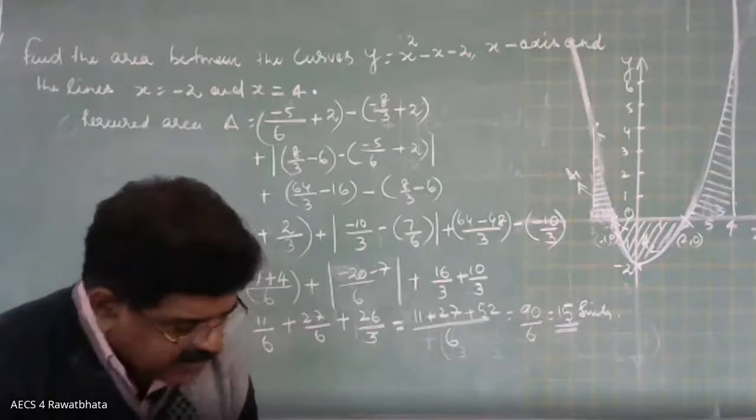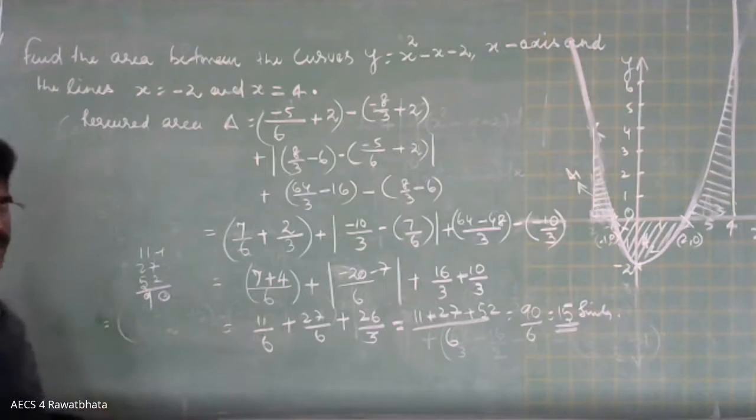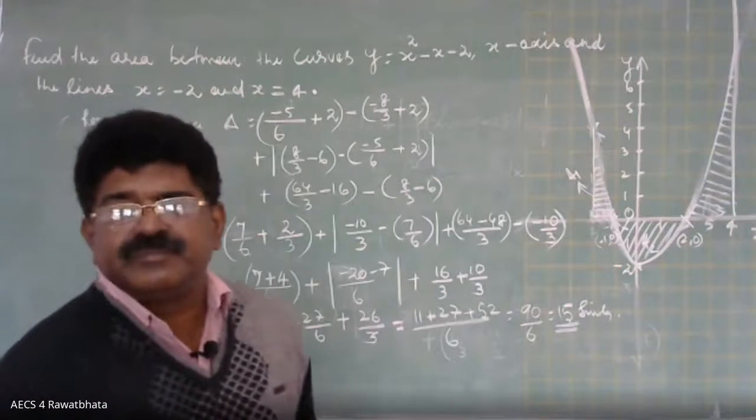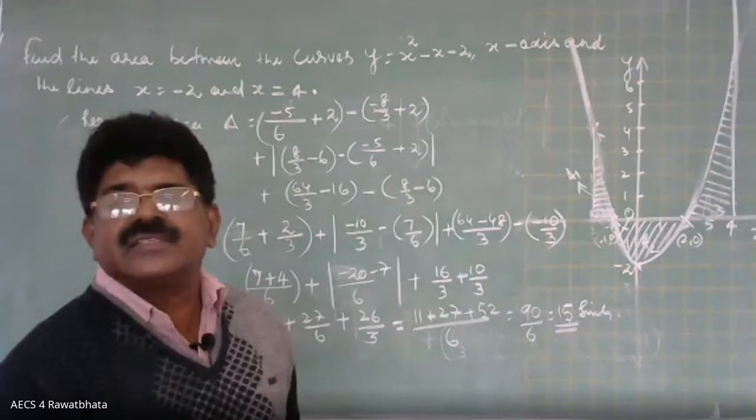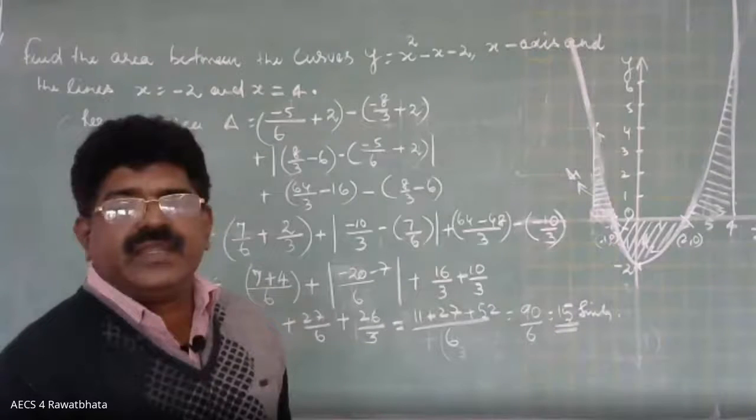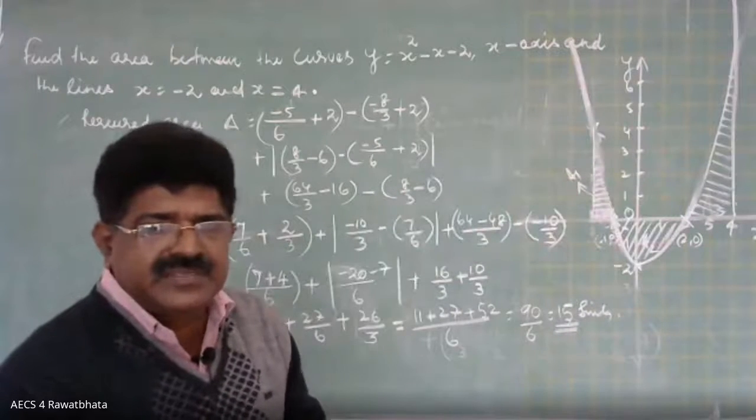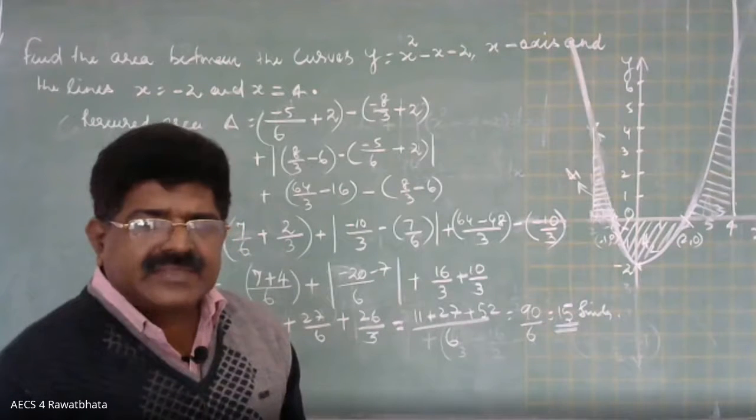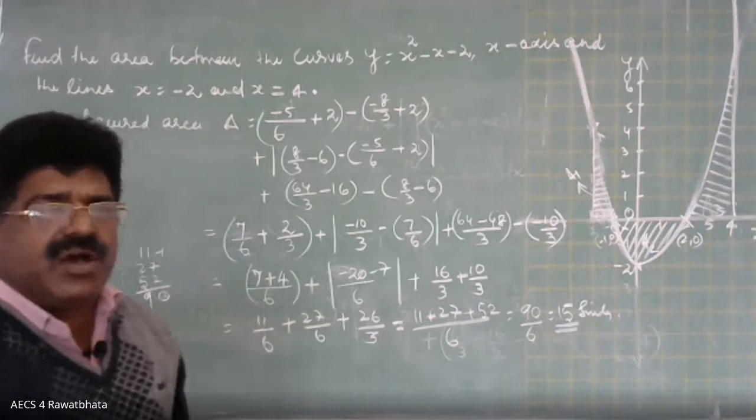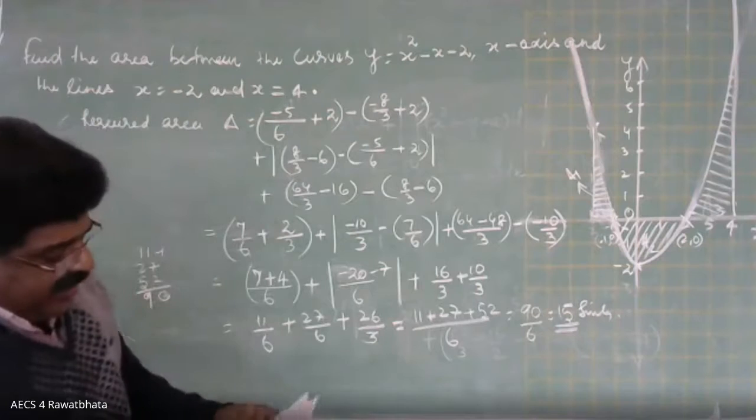So now let us go to the next question. Shall we go? Yes, sir. The area bounded by the curve that is below the x-axis means negative, so minus. Otherwise you have to put the word modulus of, that we have used here. Next question.